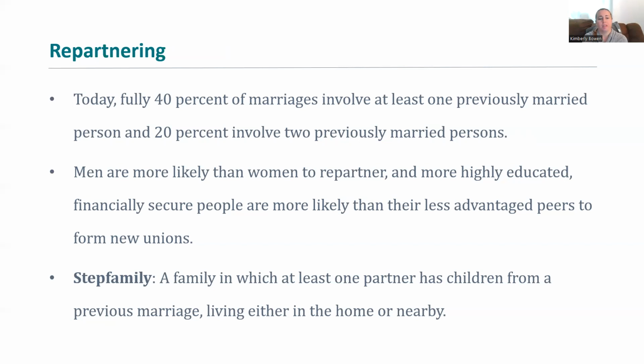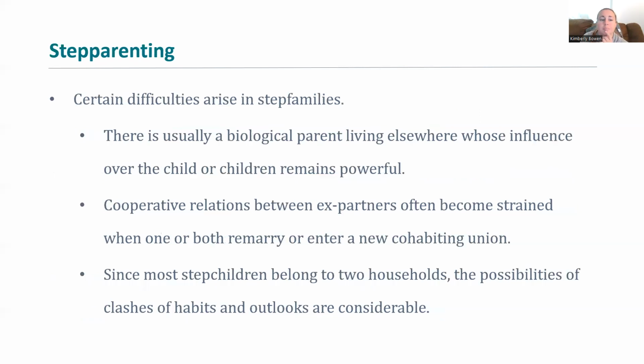Reparenting. Today, fully 40% of marriages involve at least one previously married person, and 20% involve two previously married persons. Men are more likely than women to repartner. A stepfamily is a family in which one partner has children from a previous marriage living either in the home or nearby. So essentially your stepchildren would be children that your partner had previously to you. A stepparent would be if one of your parents married someone else and you now acquired a stepparent, et cetera.